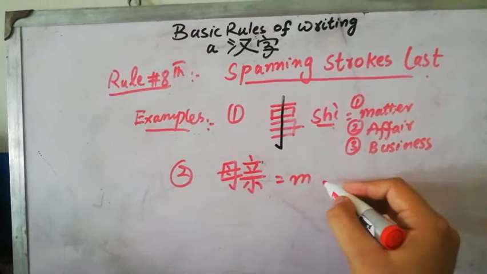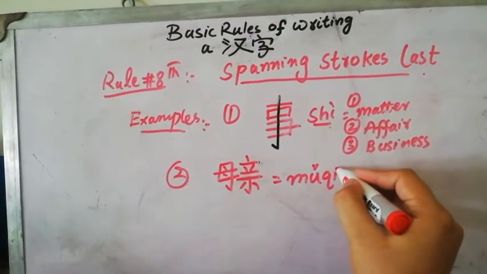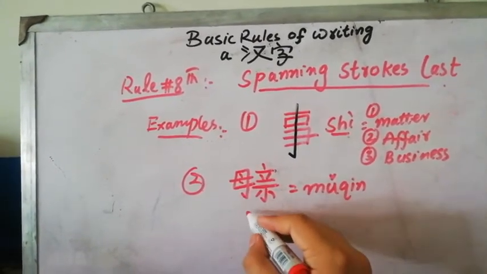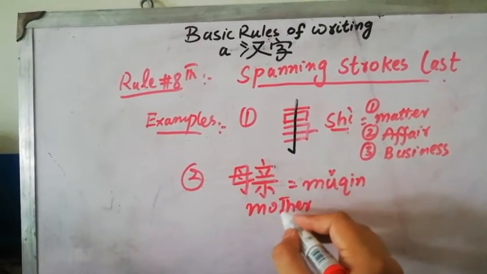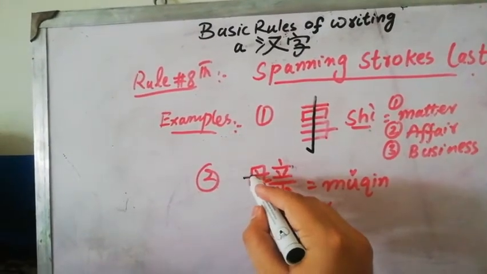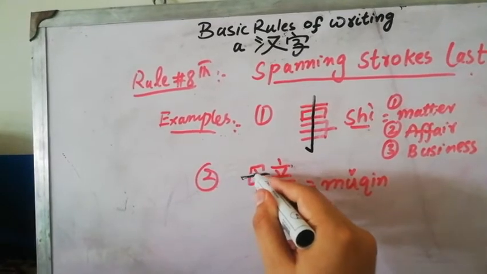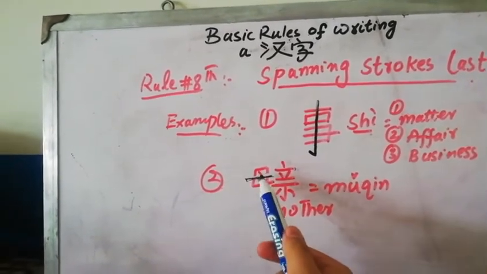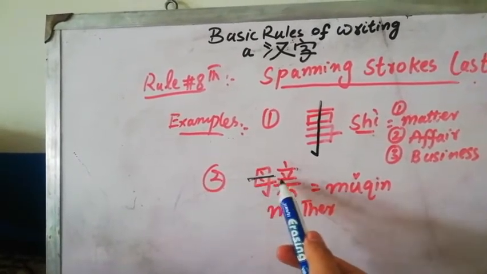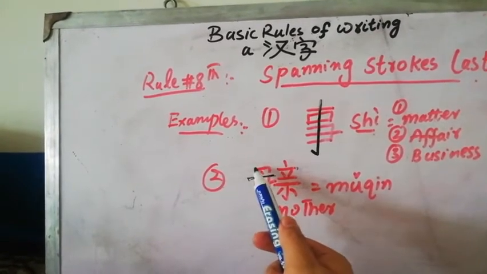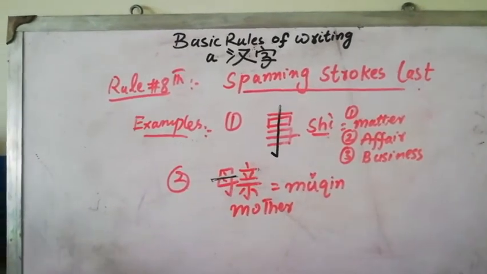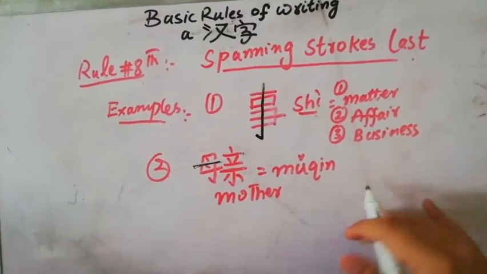This one is known as muqin. Muqin means mother. So this is basically the spanning stroke here. You see? The spanning stroke in the middle. So we wrote it later because it passed through this shuzhe and then hengzhegou. So it passed through these strokes. So this is actually the spanning stroke. Okay? Let's consider another example.